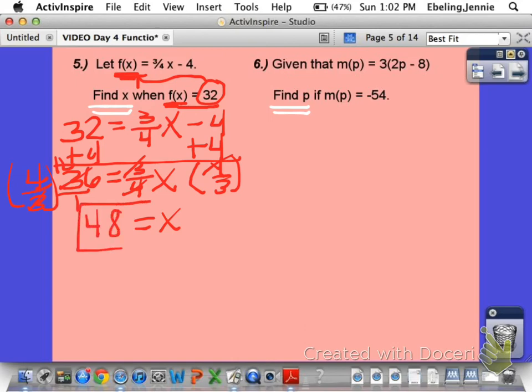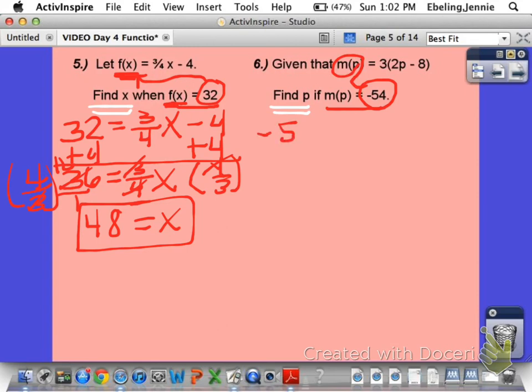So what is my value of x when the whole function equaled 32? It was 48. So what I'm doing on number 5, I'm solving for the independent variable here. I already knew what the whole entire function equaled. M of p equals negative 54. So that negative 54 has to replace the m of p.